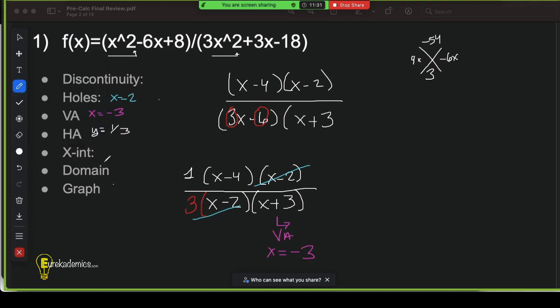For the x-intercepts, we have to set y equal to 0. If it's a ratio, you can cross multiply, which means the bottom goes away, and you're really just looking at the top and setting that equal to 0. It kind of jumps out at you. The x-intercept is 4.